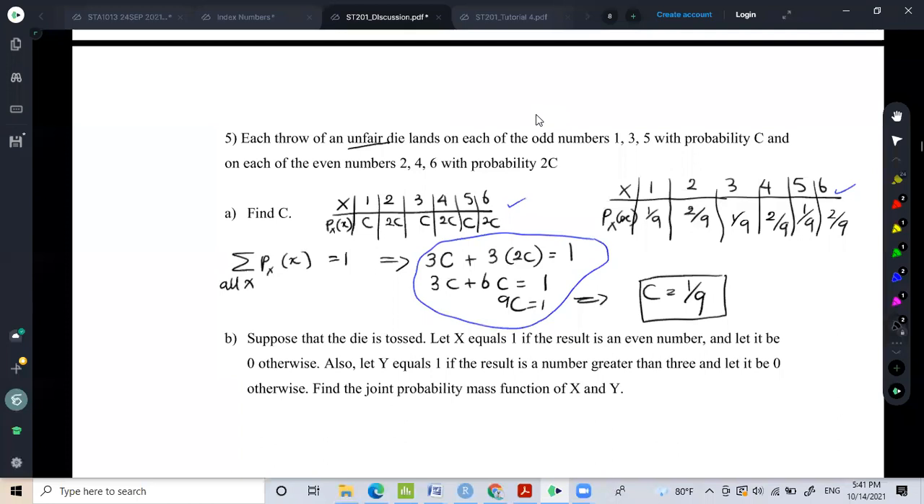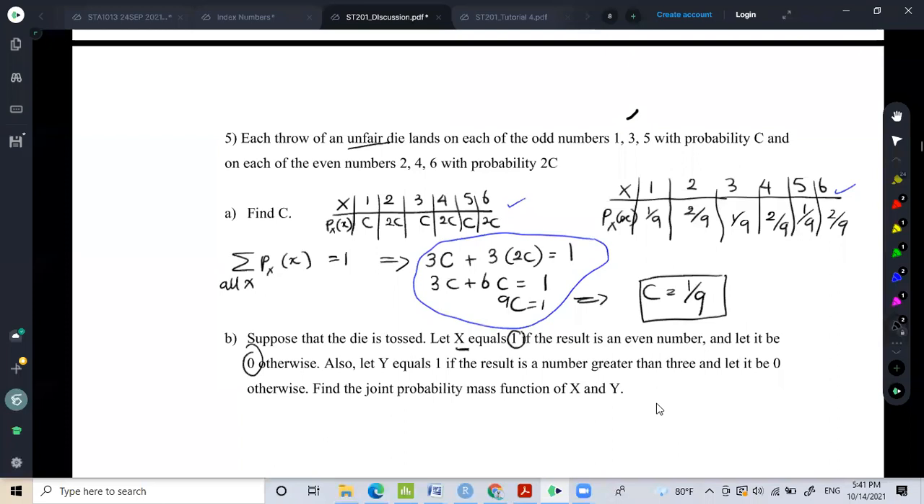Right, part B: suppose that the die is tossed. Now you are tossing the die. Let x equal 1 if the result is an even number, and let it be 0 otherwise. So now we are defining a new random variable. What is x? X equals 1 if the result is even, and 0 otherwise. So what are the possible values of x? It can be either 1 or 0. X will be 1 when, after you roll the die, the face is an even number. If it is an odd number, it will be 0.